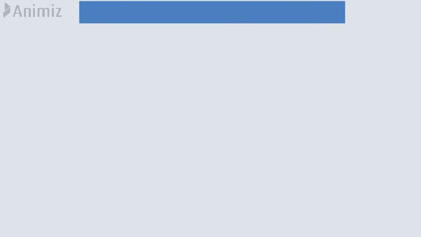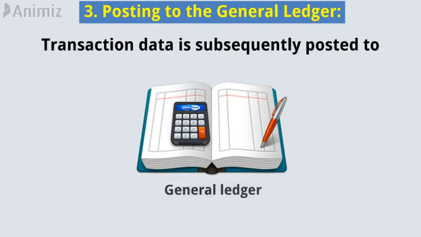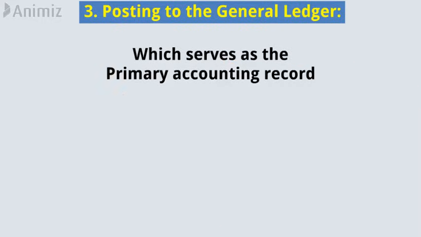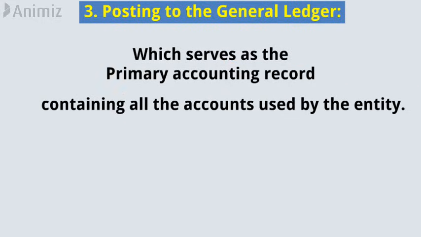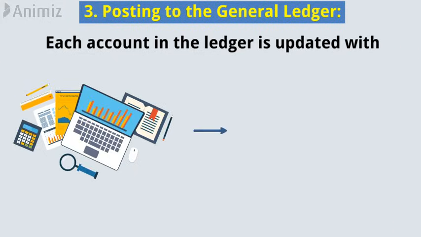Number 3. Posting to the general ledger. Transaction data is subsequently posted to the general ledger, which serves as the primary accounting record containing all the accounts used by the entity. Each account in the ledger is updated with the appropriate information from the transactions.